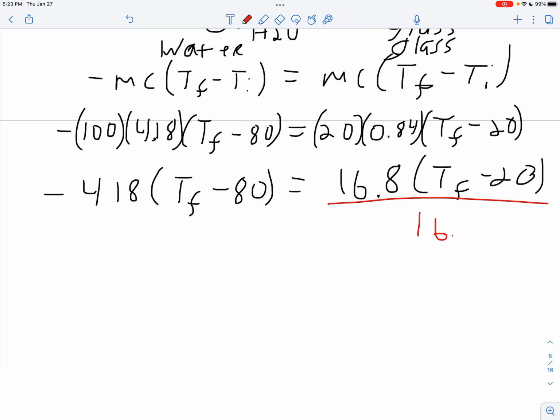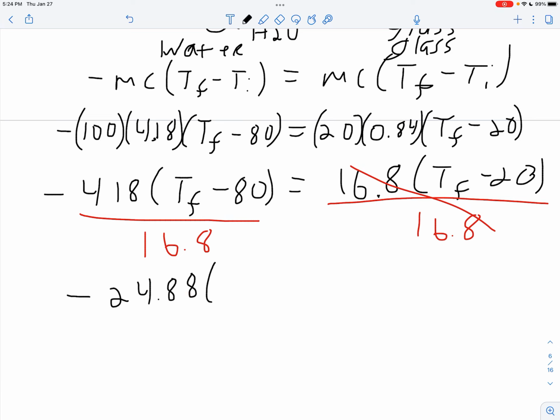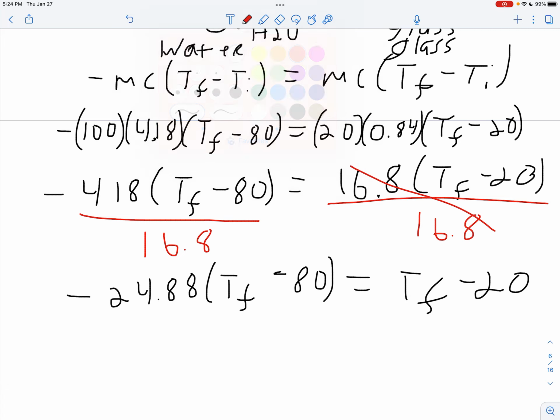I'm going to divide both sides to make my numbers smaller. So I'm going to divide both sides by 16.8, and then what's going to happen is when I have 418 divided by 16.8, I get 24.88. And on this side, I just get TF minus 20. So you can see by not distributing right away, I'm making my numbers smaller, makes them just easier to work with. And now I'm going to distribute this 24.88.